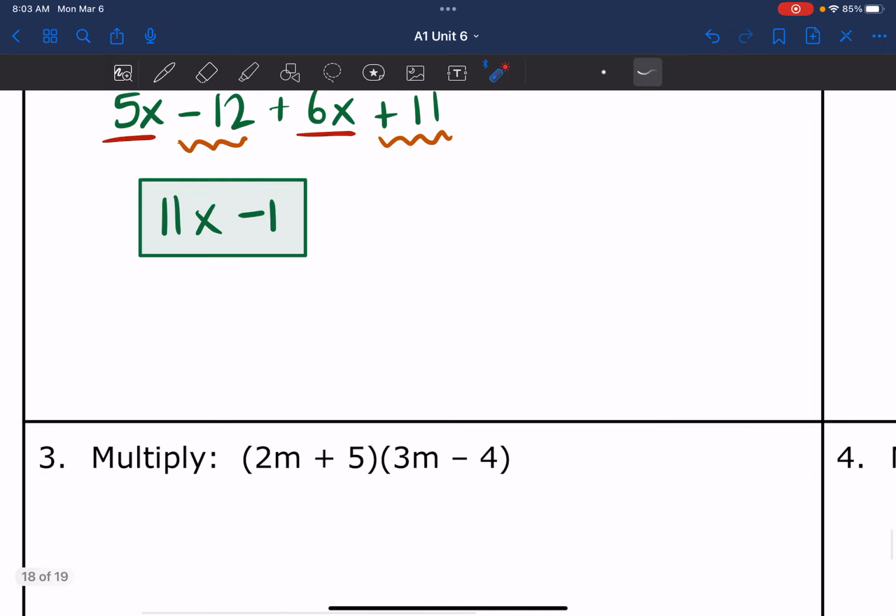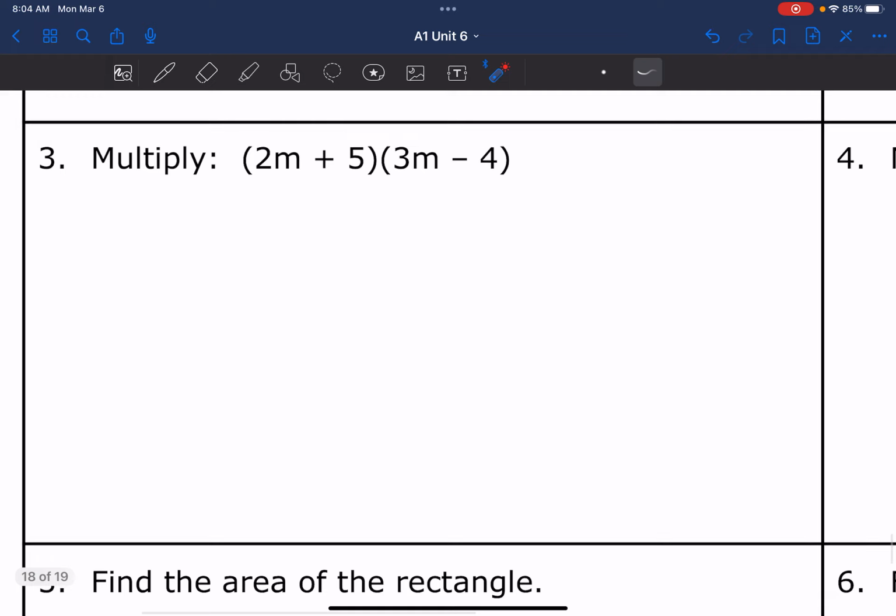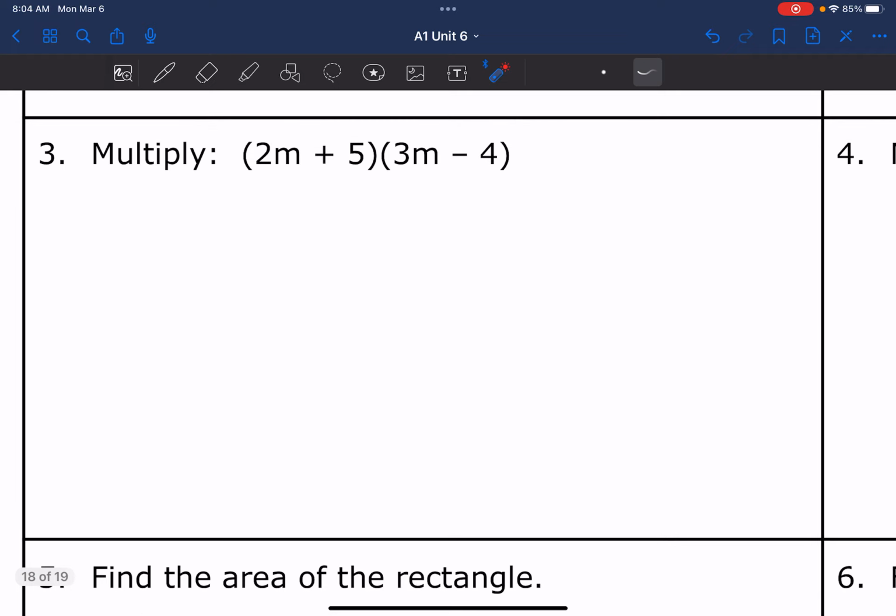Okay, our next problem, number 3, tells us that they want us to multiply. So when you're multiplying binomials, each term of the first binomial needs to get multiplied by each term of the second binomial. So I taught this 2 ways. You could do double distribution where you get that first term and multiply it, and then the second term and multiply it, or you could do box method. So just for the example here, I'm going to use box method.